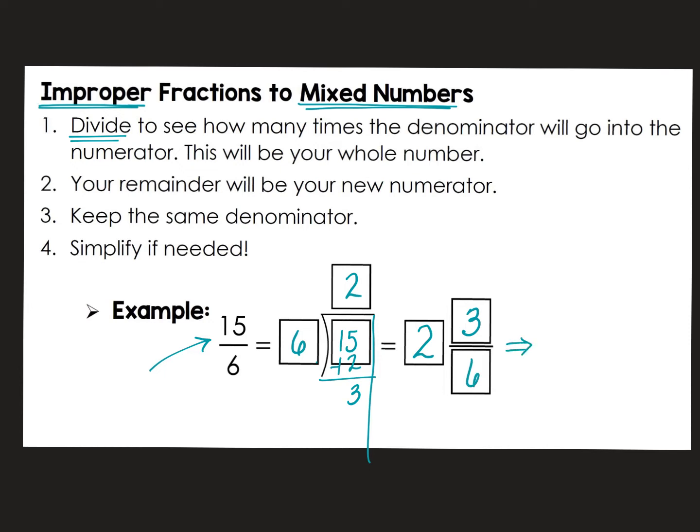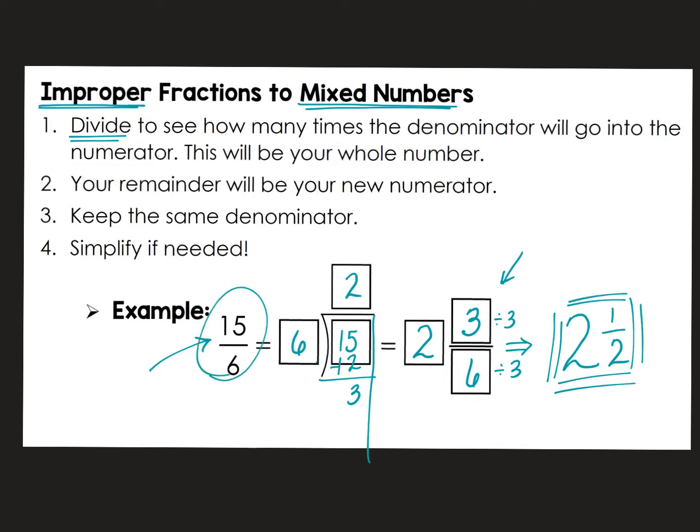Can I simplify this even more? Can I find an equivalent fraction to 3/6 and simplify it more? Yep, Mrs. Brown's golden rule: I would divide both of these by the same number. Can I divide both by 3? Yep. So don't forget to bring over my whole number 2. 3 divided by 3 is 1. 6 divided by 3 is 2. So now we have created a mixed number that is equivalent to this improper fraction.